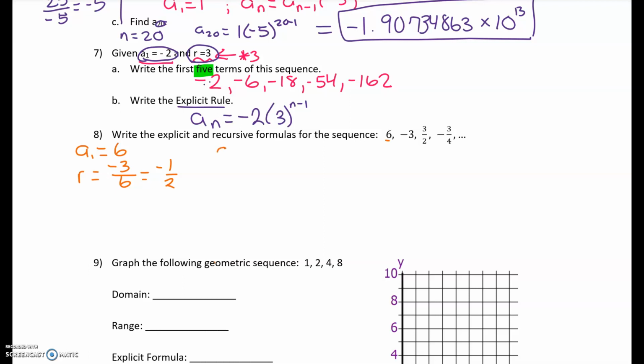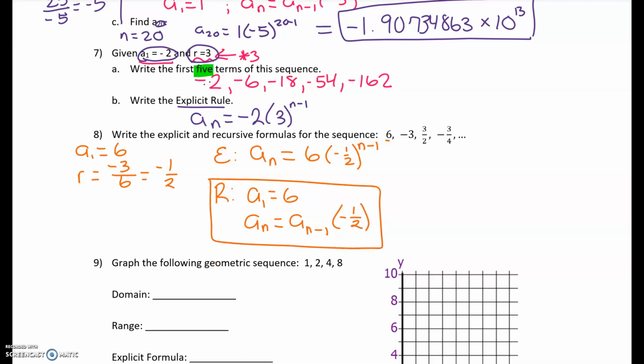Okay, so let's write our explicit formula, which says a sub n equals the first term times my common ratio, which is -1/2, raised to the n minus 1. The recursive just says the first term, a sub 1 equals 6, and then the term we're looking for, a sub n equals a sub n minus 1, the term before, multiplied by -1/2. So those are the two formulas, and remember, there's nothing we need to do to these to simplify them. They are already in their simplest form.